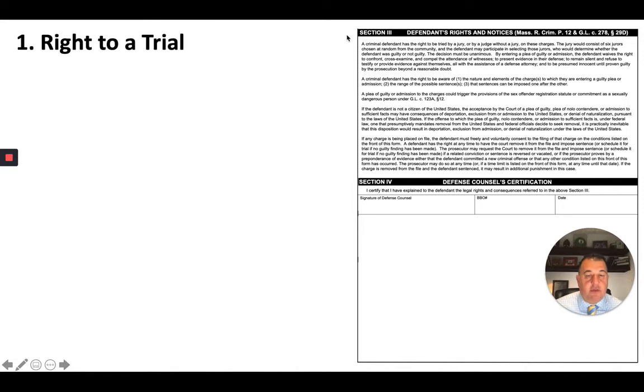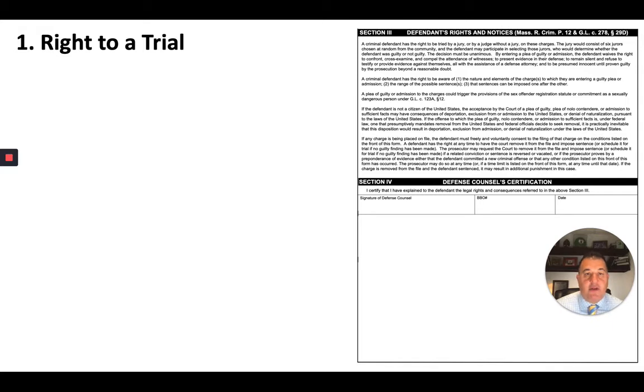Now, everybody has the right to a trial. I don't care how much evidence they have against you. They could have everything you're doing on videotape. They could have 500 witnesses who all saw you do it. It doesn't matter. You always have the right to have a trial in any case, all right? And you're giving up that right by entering into this plea, all right?